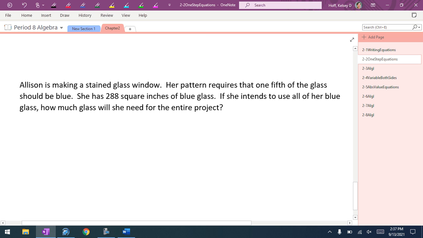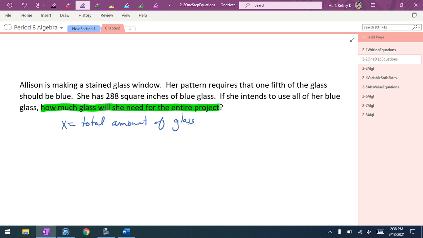Allison's making a stained glass window. Her pattern requires that 1/5 of the glass should be blue. She has 288 square inches of blue glass. If she intends to use all of the blue glass, how much glass will she need for the entire project? So our question is going to tell us what our variable is. How much glass will she need for the entire project? So x equals total amount of glass. On your own, take a minute to write an equation to represent this. Don't solve it.